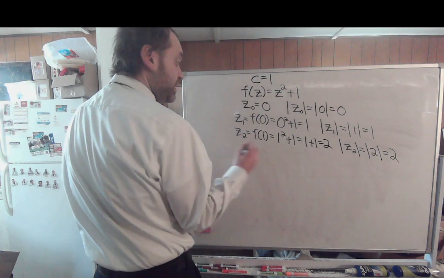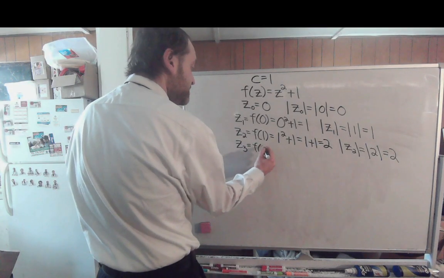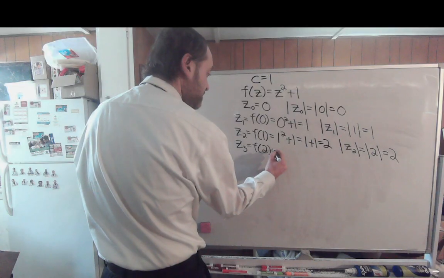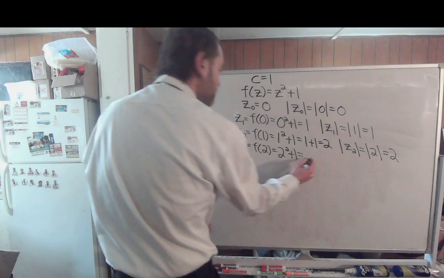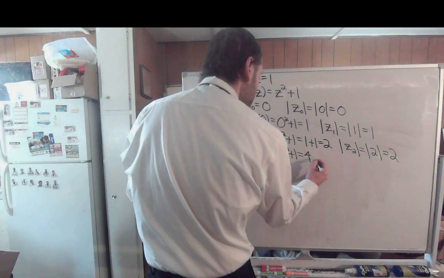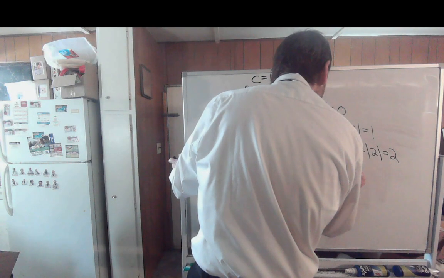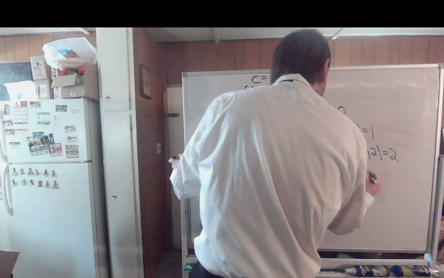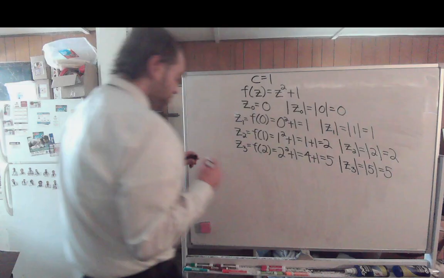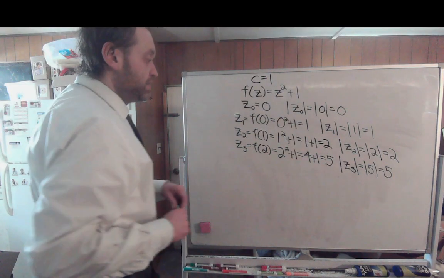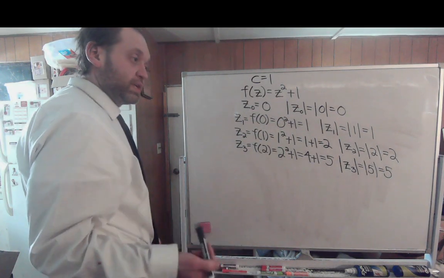Now we're going to find one more value, z sub 3, which would be that f of 2, the f of z sub 2, which is 2. So this would give you 2 squared plus 1. Well, 2 squared is 4 plus 1, which would equal 5. The absolute value of z sub 3 would equal the absolute value of 5, which we know is just 5. And if we found a z sub 4, you would put in that 5 squared, so you would get 26 and an absolute value of 26.